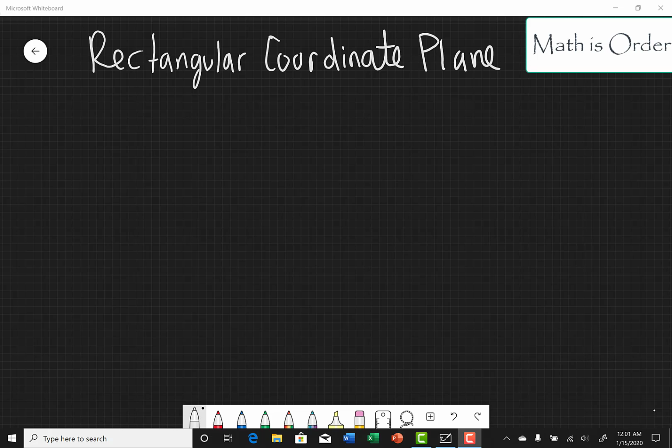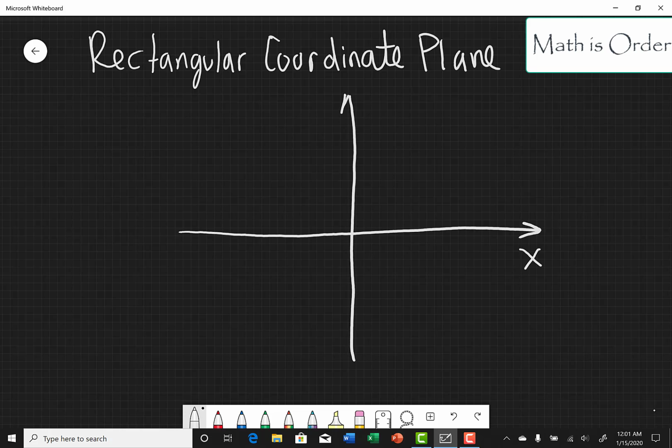In this video, we describe the rectangular coordinate plane. A rectangular coordinate plane is a flat surface formed by two intersecting lines: the horizontal line, called the x-axis, and a vertical line, called the y-axis. The point or location here where the axes intersect is called the origin.